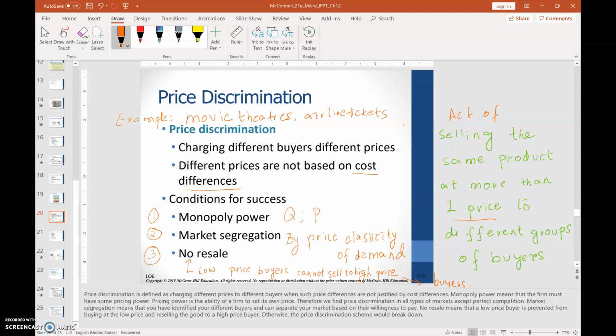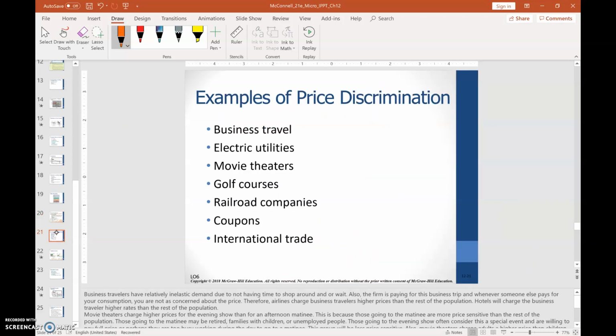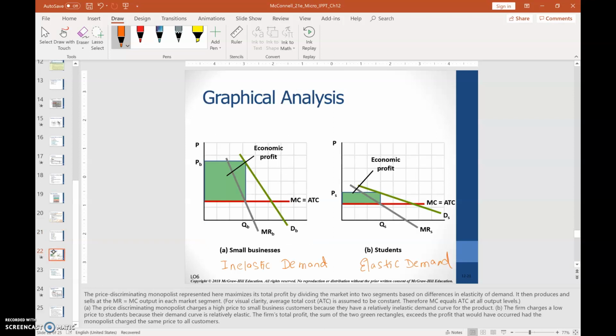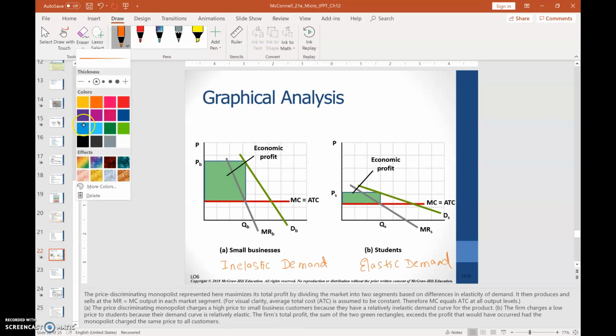Number three, there should be no resale. That means low price buyers cannot sell the product to high price buyers. So next we have some other examples of price discrimination. Now let's look at a graphical analysis of price discrimination.